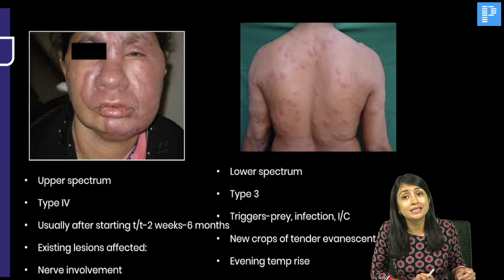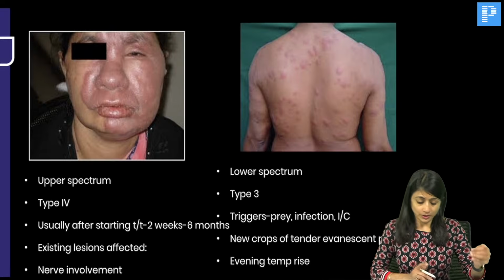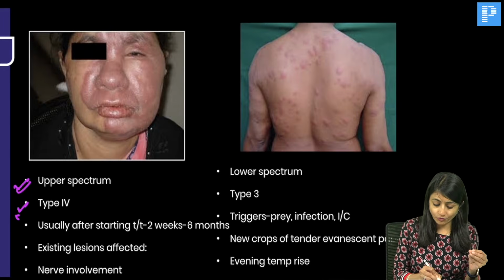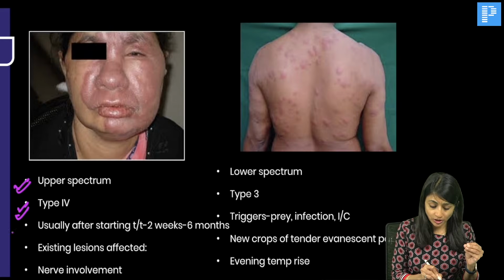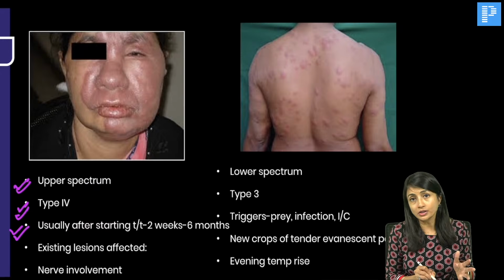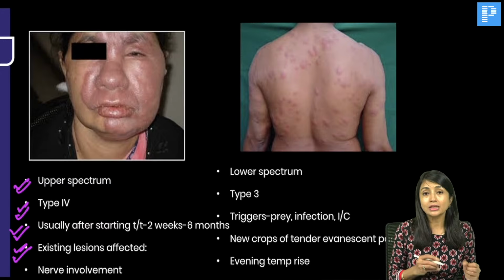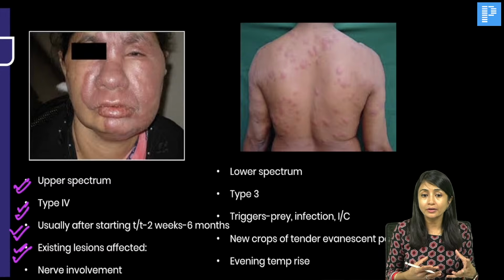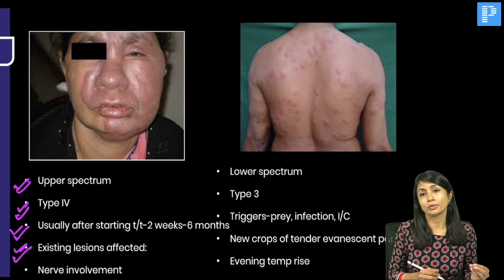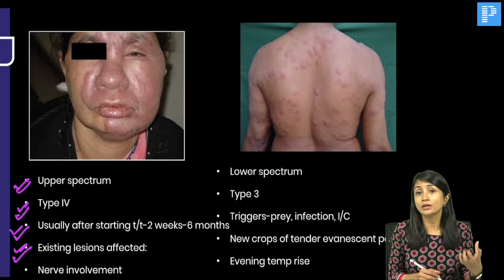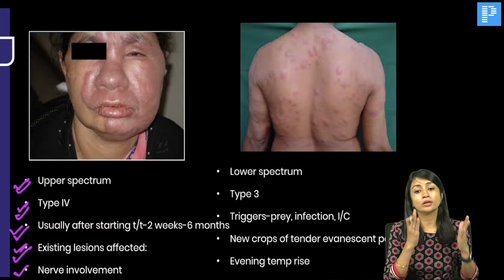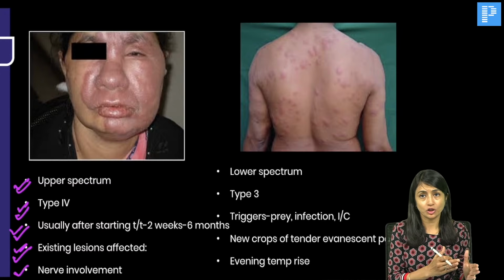Here the existing lesions become more prominent. So it is seen in upper spectrum. It is a type of type 4 hypersensitivity reaction. It will usually happen after starting treatment. Existing lesions become more prominent, swollen and red, and you see nerve involvement, which can be new, or there can be nerve abscess formation, right? So these are all important pointers towards type 1 reaction.